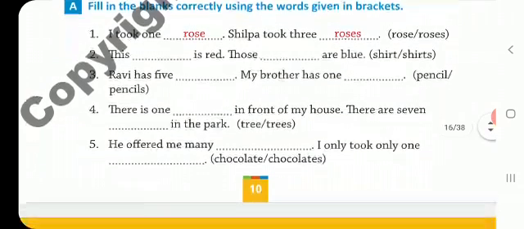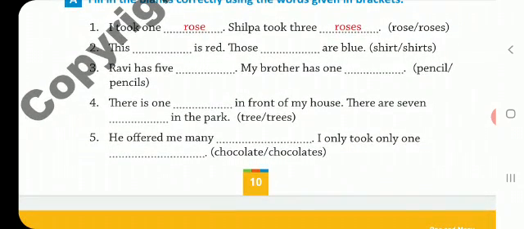There is 1 tree in front of my house. One, only single they are talking about. There are 7 trees in the park. T-R-E-E-S. He offered me many, more than one, many chocolates. I took only one chocolate.